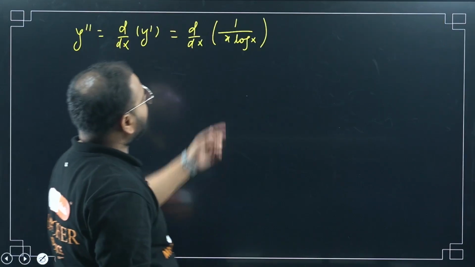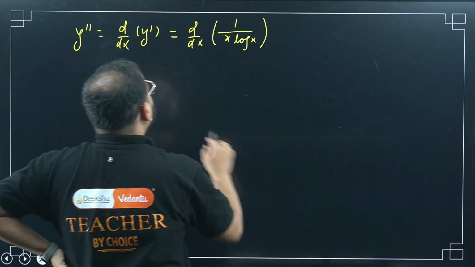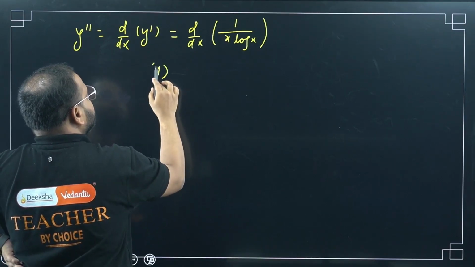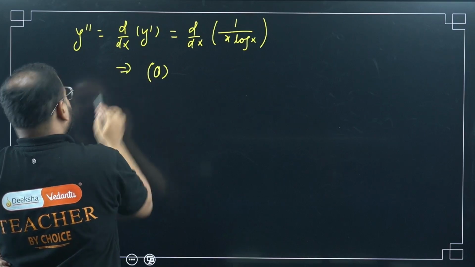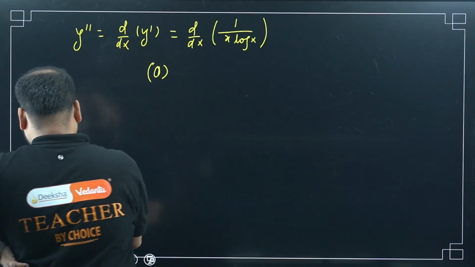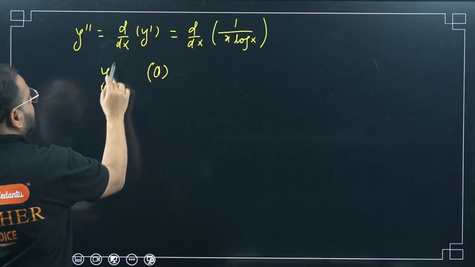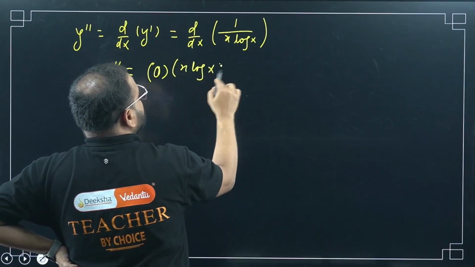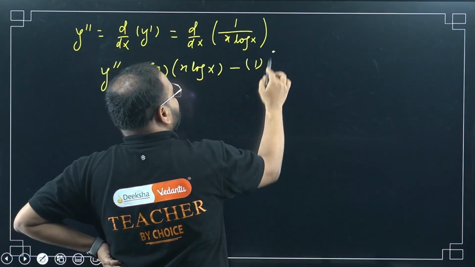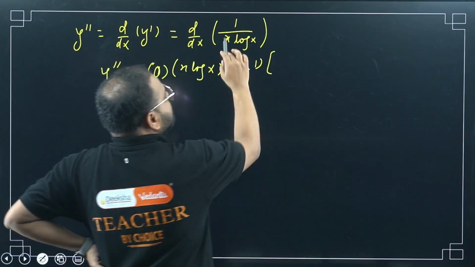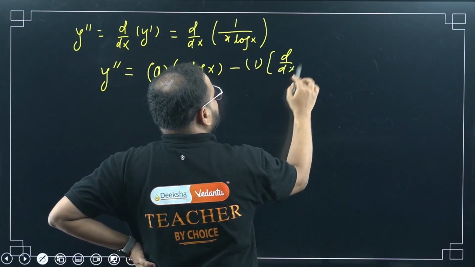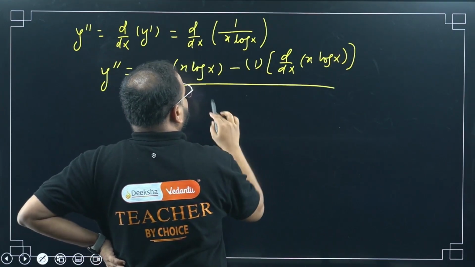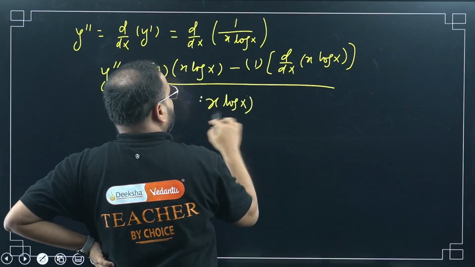So how will I differentiate this part? Quotient rule I will apply. Let's do it for 1 first. The differentiation of 1 will be 0. This is the value of y double dash. So 0, and this will remain as it is, x log x. Then minus sign, I'll write 1 as it is, then I have to do it for x log x. What rule do I have to use? Product rule. So for x, let me write here, then I'll do the next in the next step. Divided by x log x the whole square.